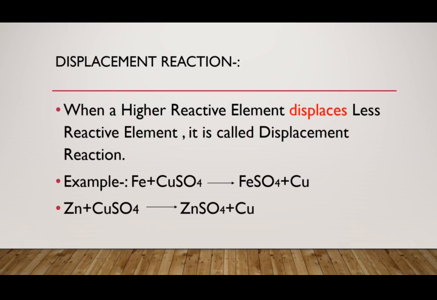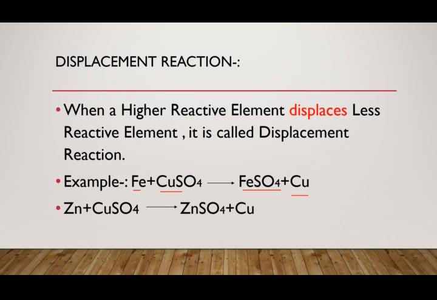Next is displacement reaction. Now displacement means an element would be displacing the other element, right? So here a more reactive element displaces a less reactive element. For example, iron and copper: iron, being a more reactive element than copper, displaces it. So Fe plus CuSO4 gives FeSO4 plus Cu. So what happened here is that iron has displaced copper from its solution.